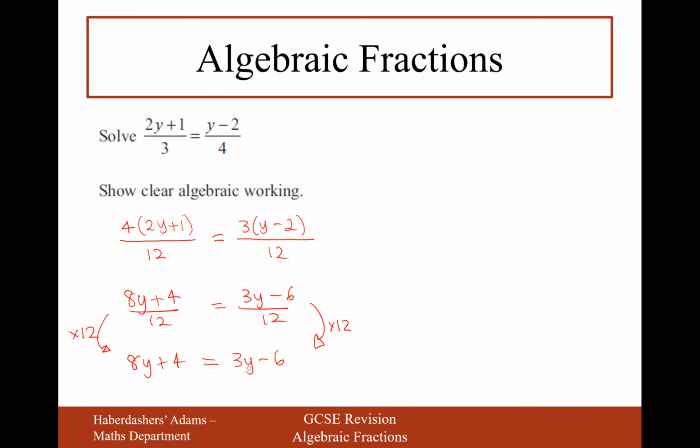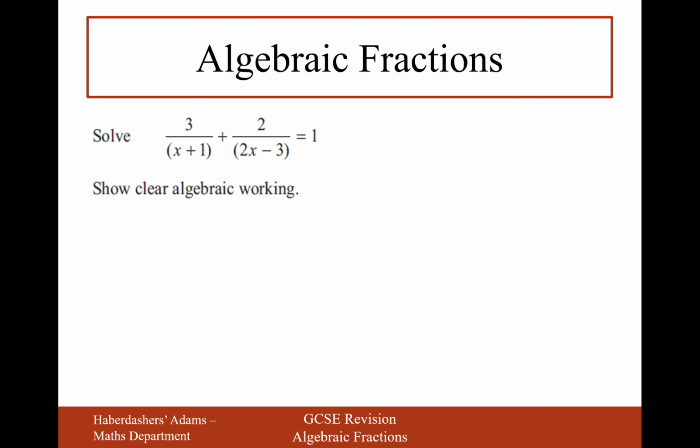So the next thing I'm going to do is subtract the 3y from the left hand side. That will make it 5y. And then subtract the 4 from the other side, so that'll make it minus 10. So therefore y equals minus 2 is the answer to this question here. Okay, let's move on to the next one. Pause the video and give this one a go.